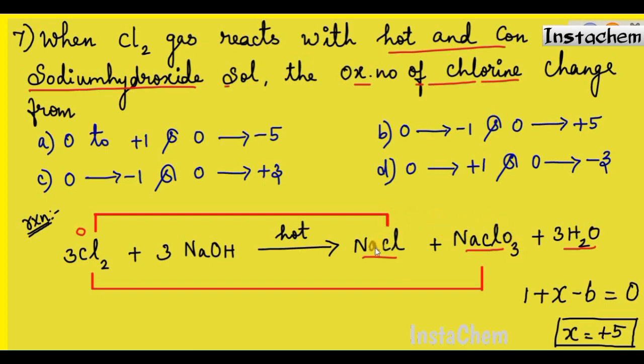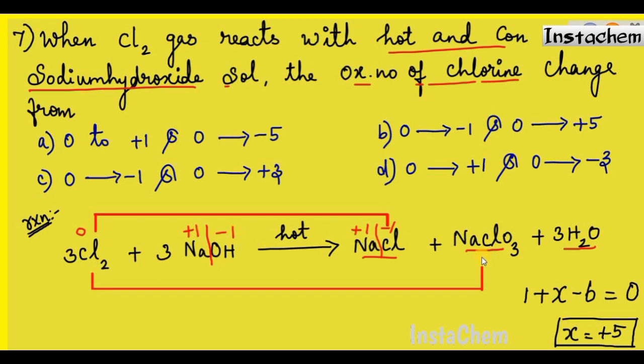In NaCl, we will calculate the oxidation number. Sodium is plus 1. So whenever you write left side plus 1, right hand side minus 1. It is understood, because all the molecules are neutral, by adding plus and minus, you will get 0. Here NaOH, Na plus, OH minus. It is a well known one.